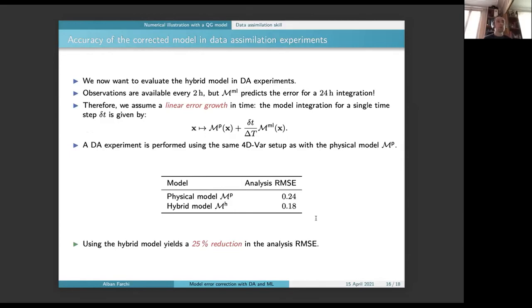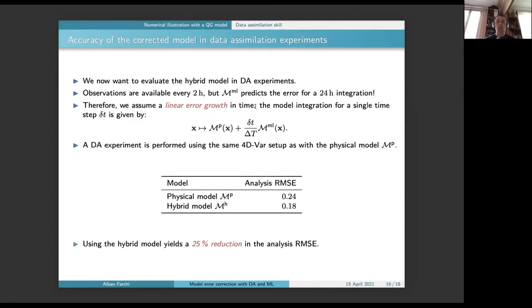And now we want to evaluate the ability of the hybrid model in data assimilation experiments. The problem with such an experiment is that we have observations that are available every 2 hours, but the machine learning, the neural network, predicts the error for a 24-hour integration. So in order to circumvent this issue, we need to make an assumption. The assumption we will make here is that model error grows linearly in time.